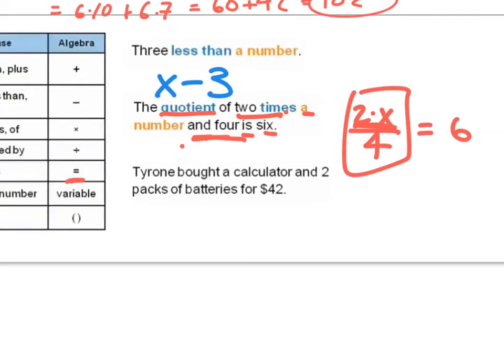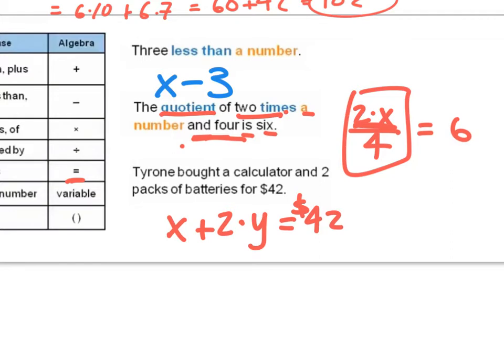Okay. All right. My friend Tyrone bought a calculator and 2 packs of batteries for $42. Depends on the calculator. So Tyrone bought a calculator and 2 packs of batteries for $42. So let's say X is the price of the calculator, plus 2 times Y. Y is the cost of batteries, and that's equal to $42.